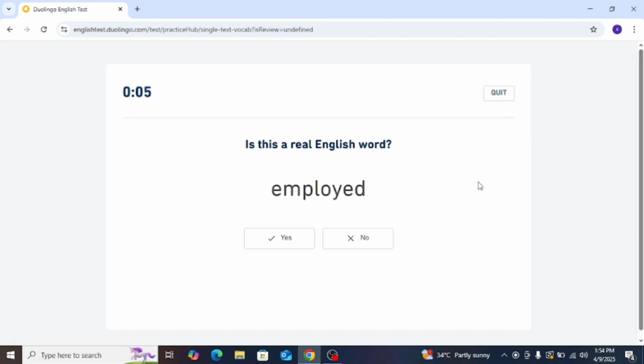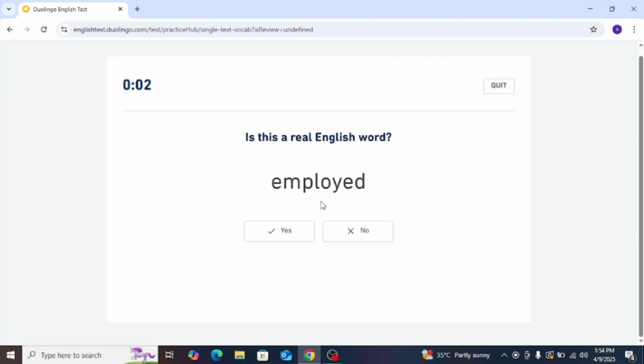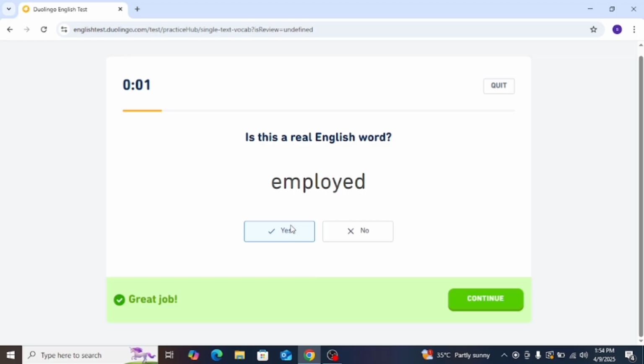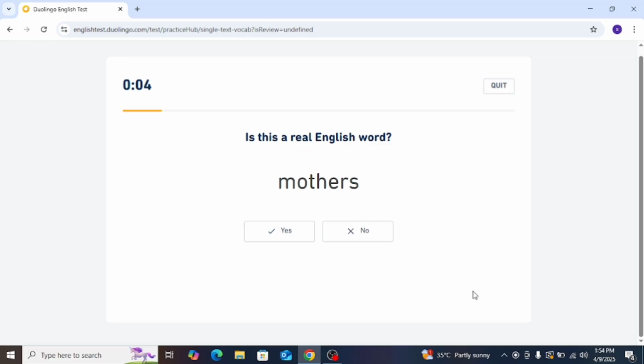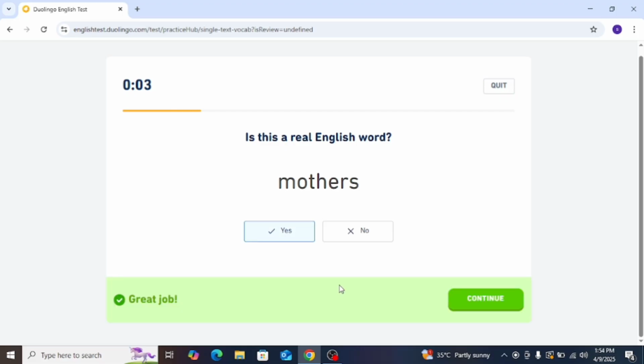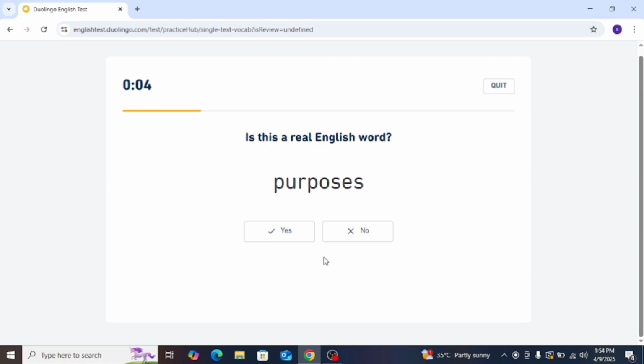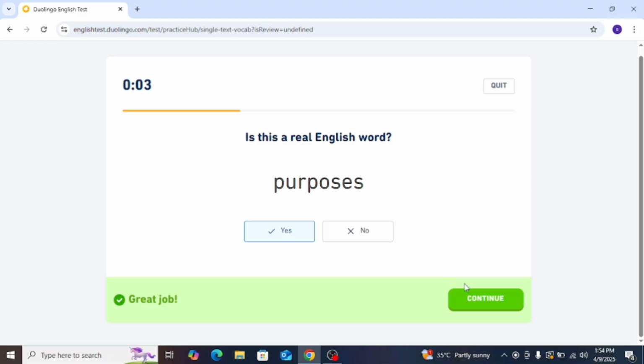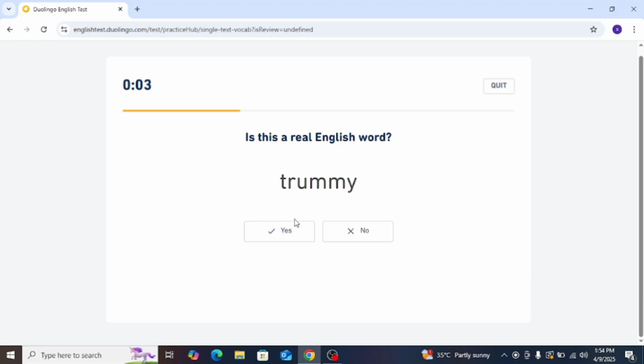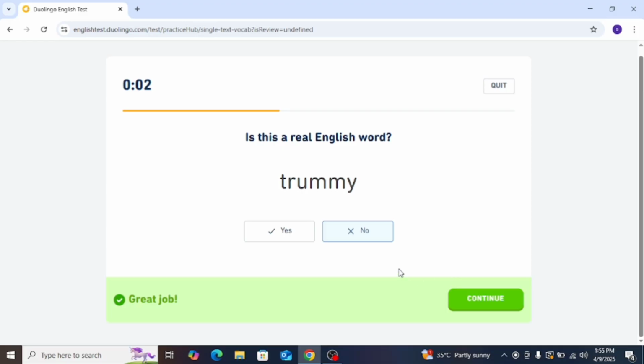So I'm going to take the fifth model question out of 10. Employed, yes. Employed is anyhow a real English word. Next one is mothers, yes. Mothers is also a real English word because it has meaning in English. Okay. Purpose, yes. And Trommy, no. Trommy is not a real English word. Yeah, that is why no is the correct answer.